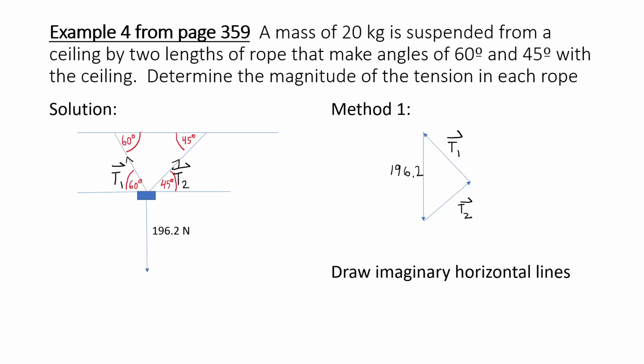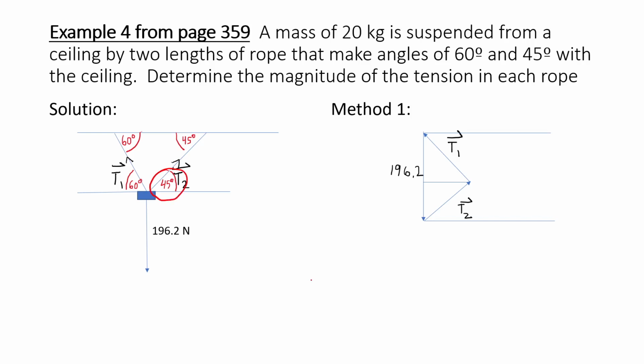Okay? Now we're going to draw imaginary horizontal lines, and I draw 3 of them. Now, what's the point of that? Well, here's the point of that. We know that T2, the base of it, the tail of it creates a 45-degree angle with the horizontal. So I know this is going to be a 45-degree angle right here.